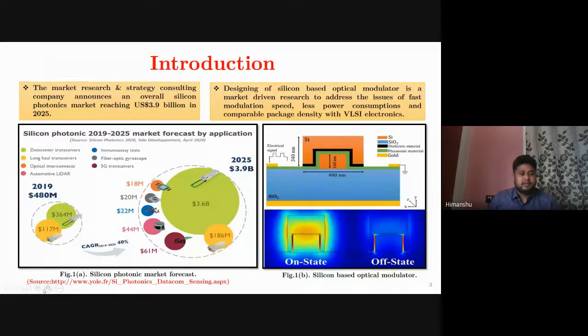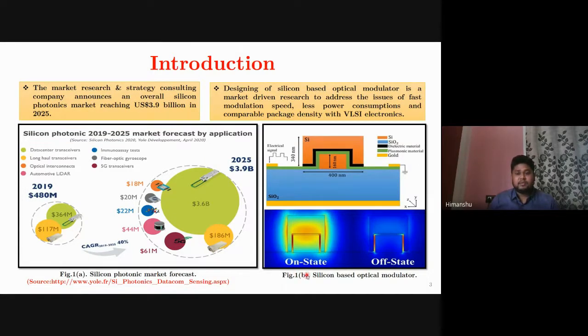Coming to the introductory slide. In figure 1a, we can see the silicon photonic market forecast by application. The silicon photonic market was estimated to be around $480 million in 2019, and it is expected to increase up to $3.9 billion by the year 2025. So an overall compound annual growth rate of 40% is expected by 2025. Most of the industry is occupied by the data center transceiver, which has a market of $3.6 billion, and next is $186 million, occupied by the long haul transceiver, and so on. From here we can see that designing silicon based optical modulators is market driven research to address the issues of fast modulation speed, less power consumption, and comparable package density with VLSI electronics.